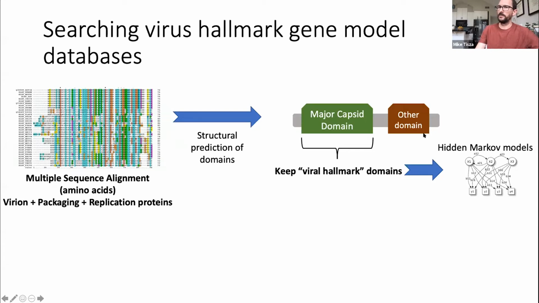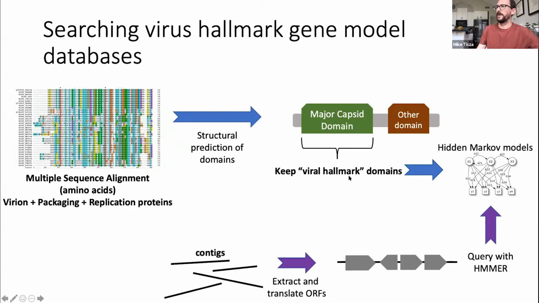unrelated protein domain. And then, basically from there, you'd have your contigs or your genome, you extract and translate the ORFs, and then you query those hidden Markov models, which are just these statistical models of gene families, basically with HMMER or Hummer. And basically that's where you get your basal set of viruses.